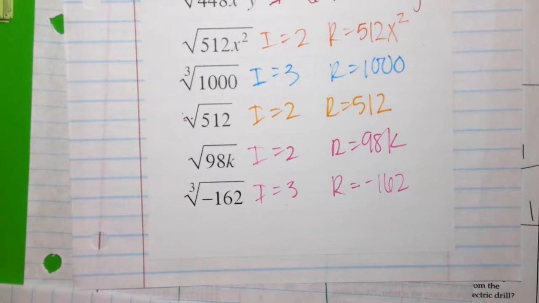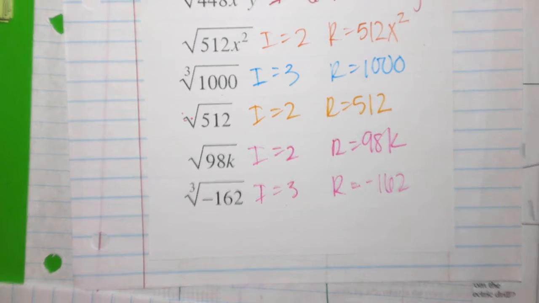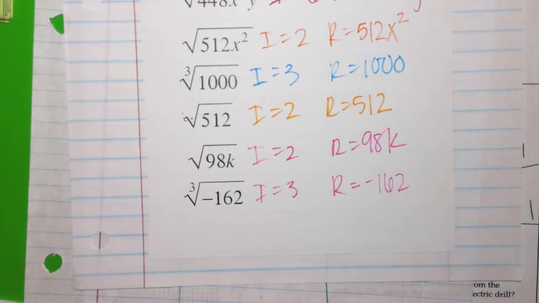All right, guys, tonight, listen to me carefully. Tonight, you need to list your perfect squares 1 through 20. And if you don't know what perfect squares are, look them up. It's like squaring your counting numbers. So 1 squared is 1, 2 squared is 4, 3 squared is 9.